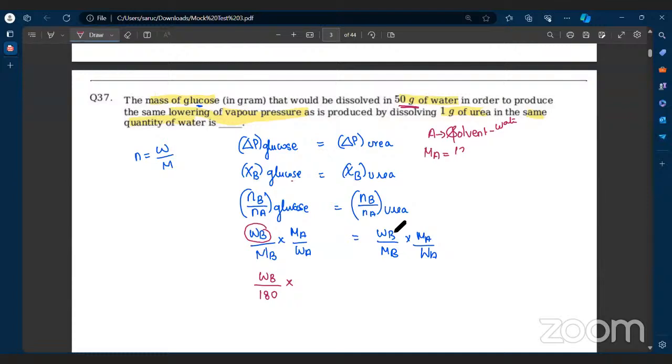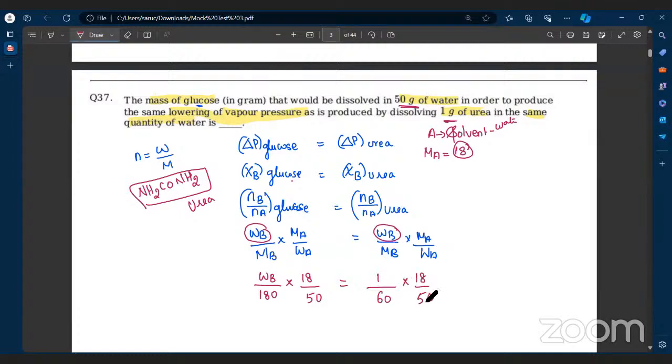Mass of urea is given as 1 gram, divided by the molar mass of urea. So what is the formula of urea? It is NH2CONH2. If you calculate the molar mass, it is going to be 60, into, again, MA by WA, which is 18 by 50, because they have given you the same quantity of water.